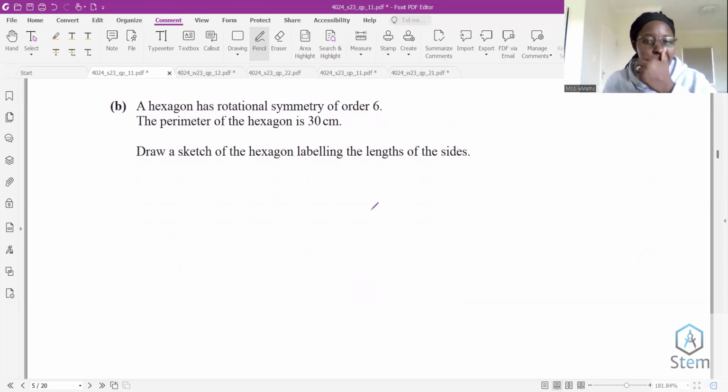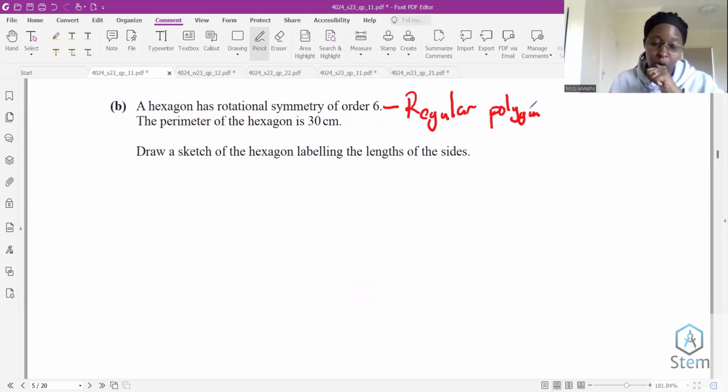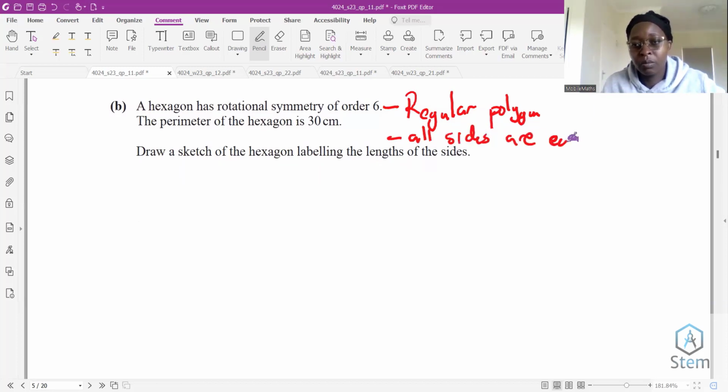The next question is saying a hexagon has rotational symmetry of order 6. Okay, so basically when it's of order 6, what it means is that this is a regular polygon. Okay, it's not irregular. It means all the sides are going to be equal. That's basically what we are saying. So we can also say all sides are equal. Okay, that's another important point, because we are able to make lines of symmetry or rotational symmetries. Then they say the perimeter of the hexagon is 30 centimeters.